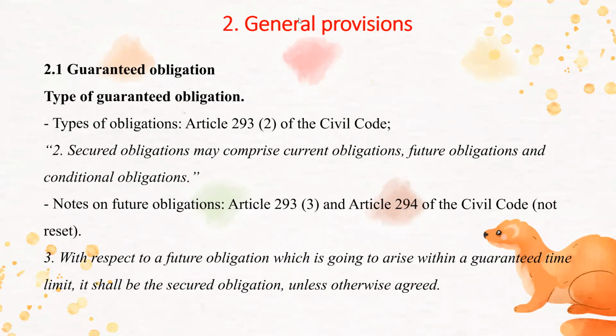General provision, guaranteed obligation, type of guaranteed obligation. According to Article 293, Section 2 of the Civil Code, a secured obligation may comprise current obligation, future obligation, and conditional obligation. For the future obligation, Article 293, Section 3, and Article 294 of the Code say a future obligation which is going to arise within a guaranteed time limit shall be the secured obligation unless otherwise agreed.